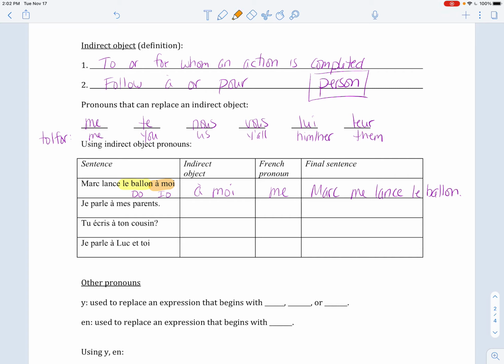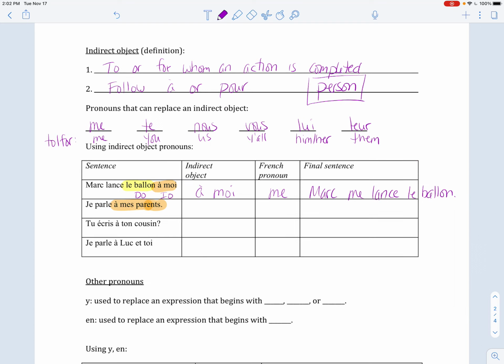Je parle à mes parents. After the à, that's our indirect object, à mes parents. So the sentence starts off by saying, I talk to my parents. So we want to say, I talk to, which one makes sense? I talk to me, I talk to you, I talk to us, I talk to y'all, I talk to him or her, or I talk to them. The one to replace to my parents is going to be leur, I talk to them. It goes between the subject and verb. Je leur parle.